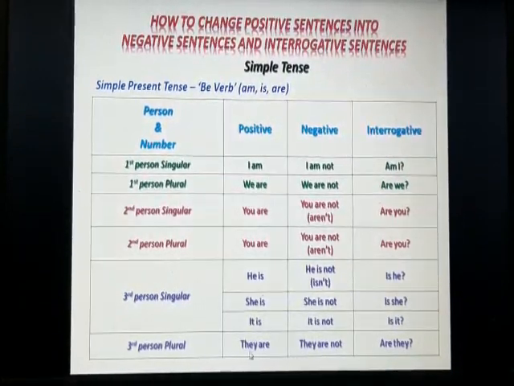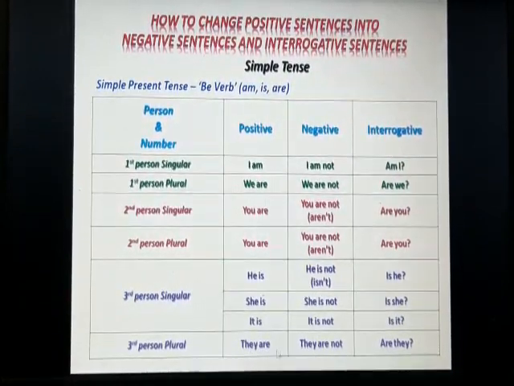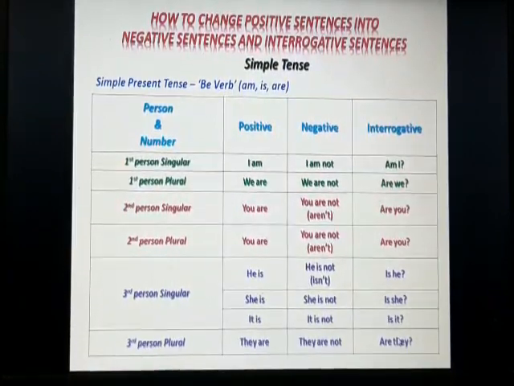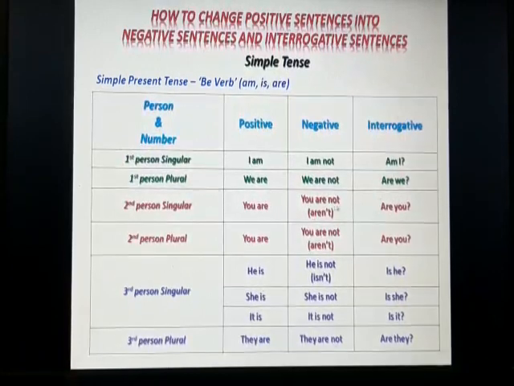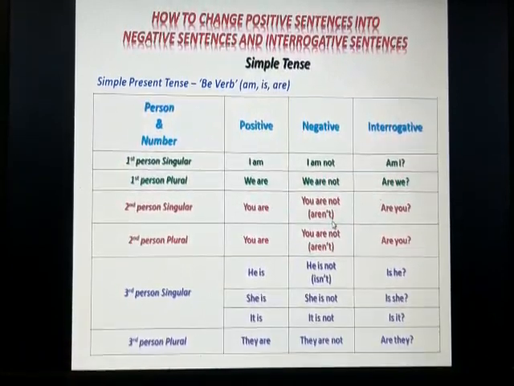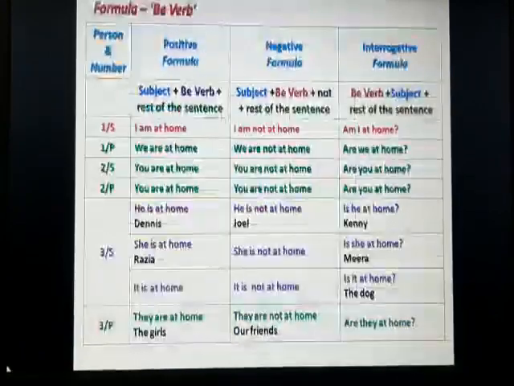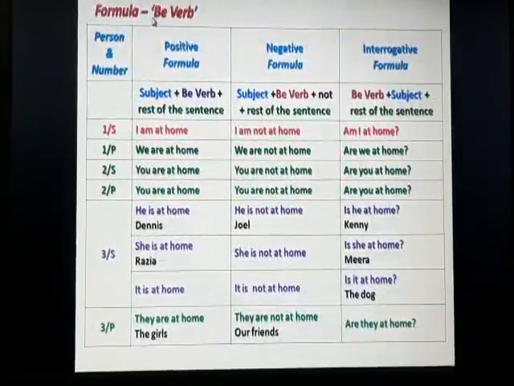And in the third person plural, it is they are in the positive, they are not in the negative, and are they in the interrogative. Instead of are not, we can use aren't in the short form, is not, isn't in the short form. Now let's see how to use them in the sentences.